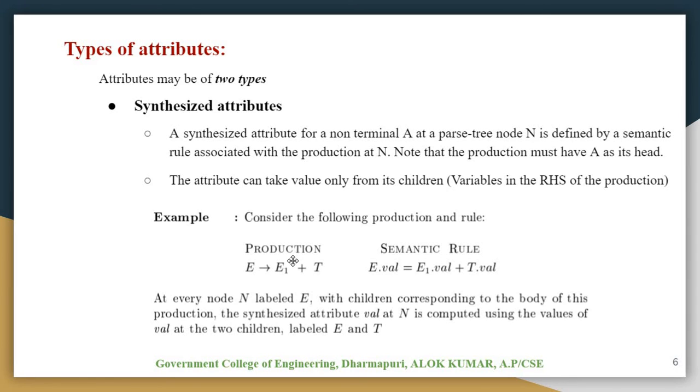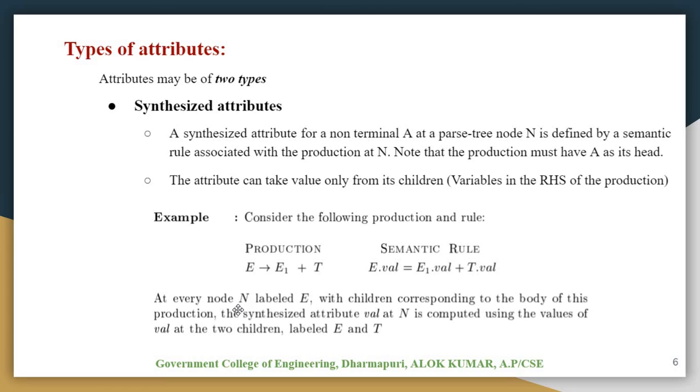Suppose here we are having one production rule, E generating E1 plus T. Why have we written E1? So that we can differentiate it from this E. This one is the left side and this one is the right. So we can write the semantic rule E.val equals E1.val plus T.val. This one we will say is a synthesized attribute. VAL is a synthesized attribute.